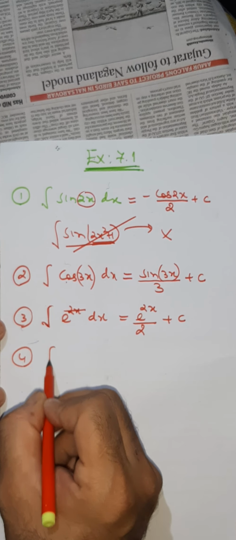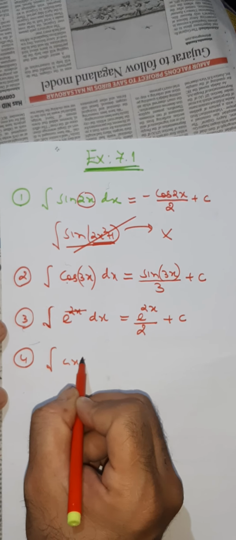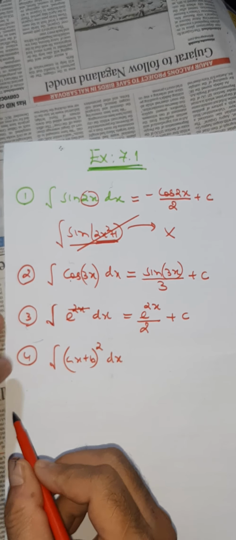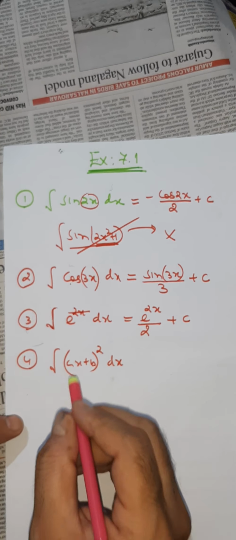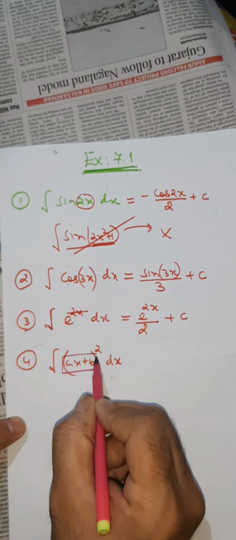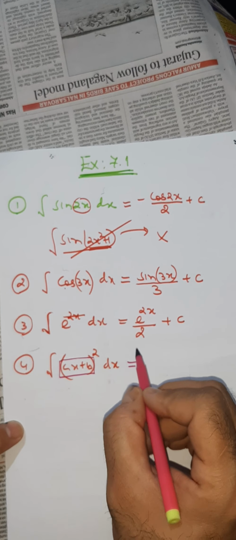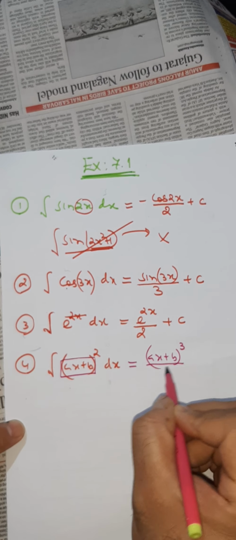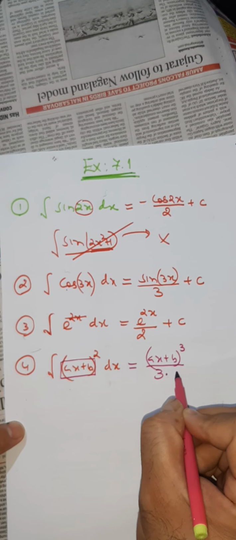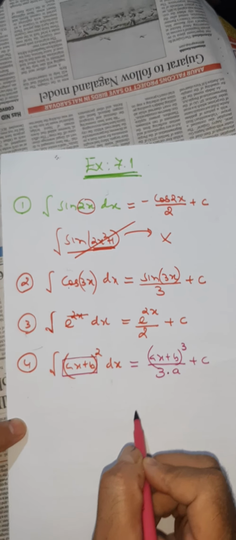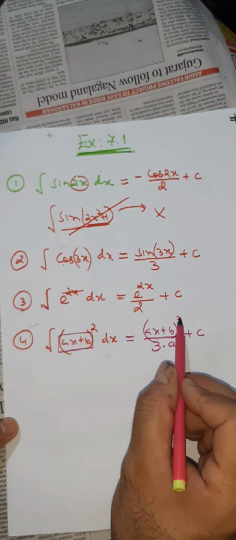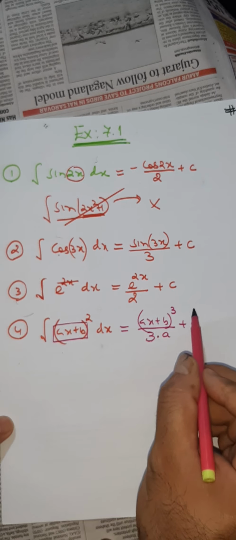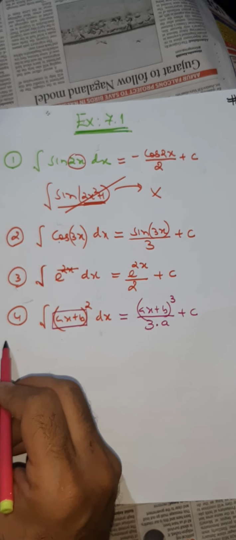Fourth question, integral of ax plus b the whole square dx. So here this is, you know, a linear function. So we imagine this as x. What's the integral of x squared? That is x cube. Ax plus b the whole cube upon 3 into the coefficient of x, which is a, plus c. That's your answer. Raise the power by 1, 3 divided by the same number, upon the coefficient of x, which is a. You differentiate this, you will get exactly this. You can verify.